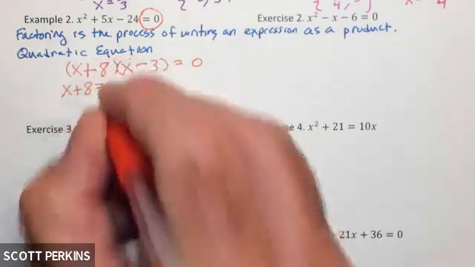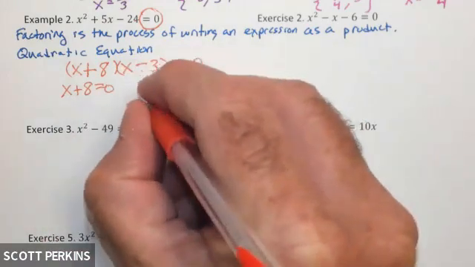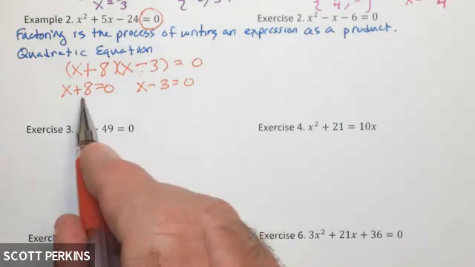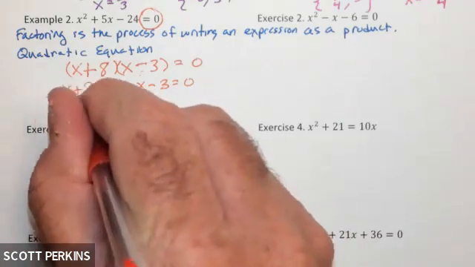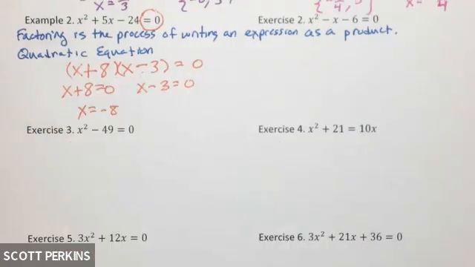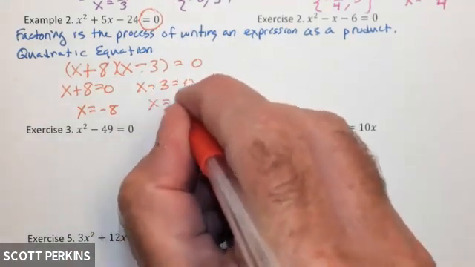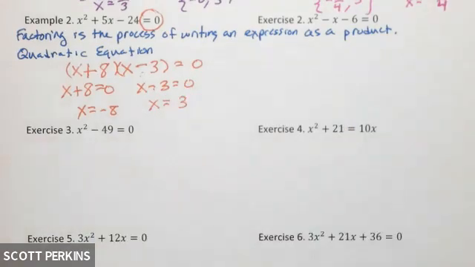I could say, okay, the x plus 8's got to be 0, or the x minus 3's got to be 0. On this first one, when I subtract 8, I get the answer x is -8. On the second one, when I add 3, I get the answer x is 3. There's my two solutions.